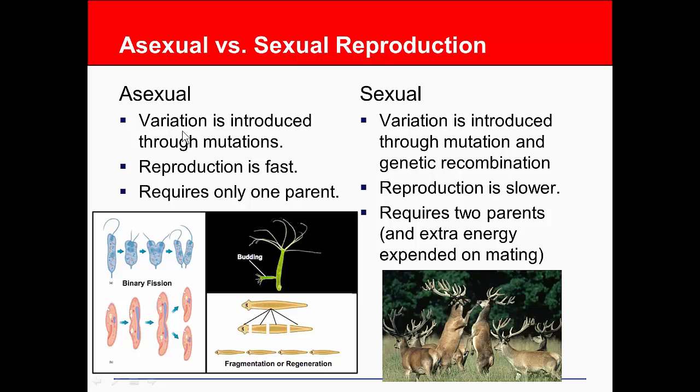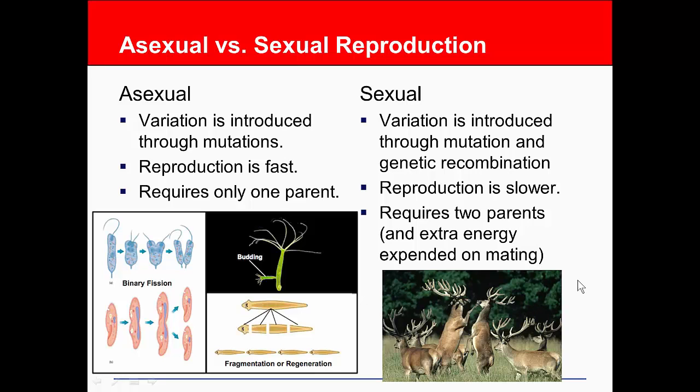But there's very little variation, right? Variation is introduced almost completely through mutations. Whereas in sexual reproduction, variation is introduced through mutation, but also this genetic recombination that we just talked about. The genes from mom recombining with genes from dad, and you end up with these very different combinations of traits. This does happen at a slower rate, though, right? So sexual reproduction is much slower than asexual reproduction, and it requires a lot more energy.